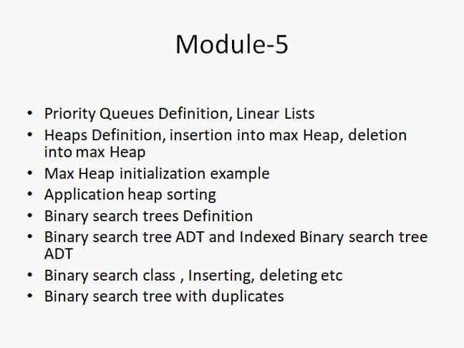Data structure using C++, module 5, session 1. So we are going to discuss mainly two topics: priority queues and binary search trees. In priority queues, we have several definitions like max heap, min heap, max tree, min tree. Finally, we will also look at an application of a max heap for sorting a given list in ascending or descending order.